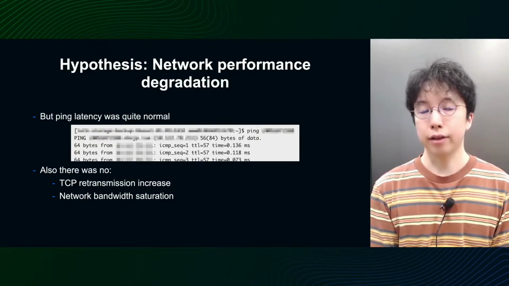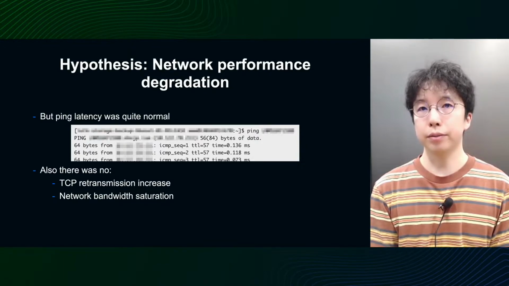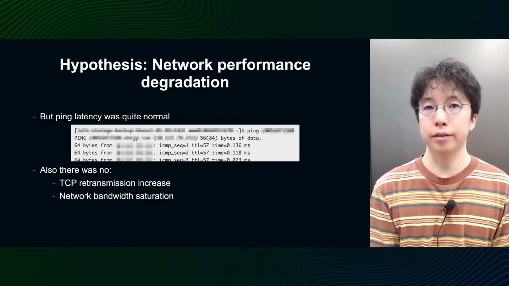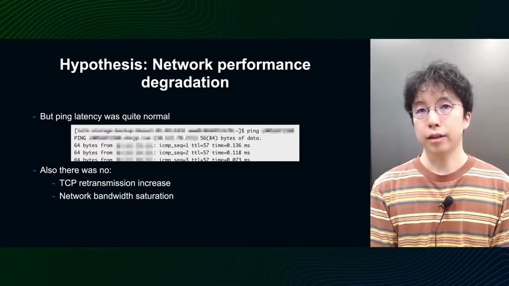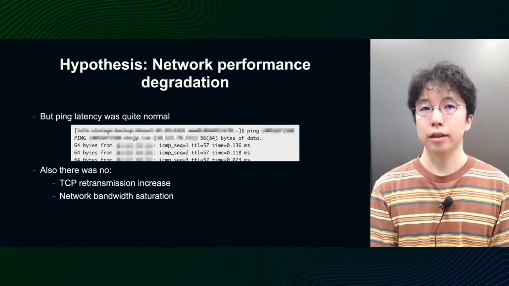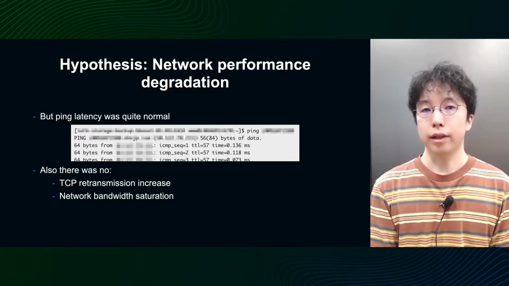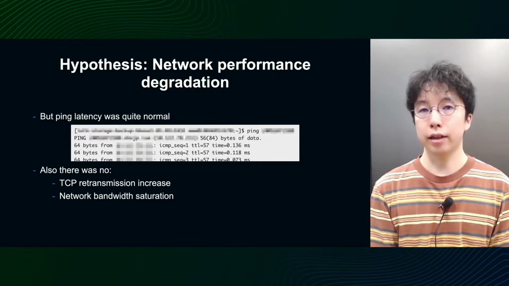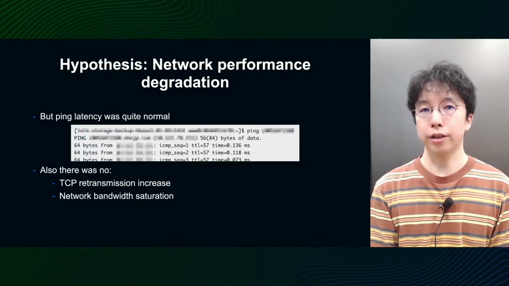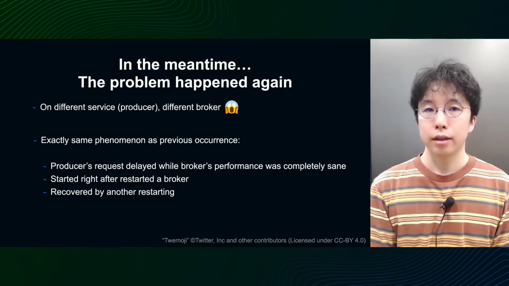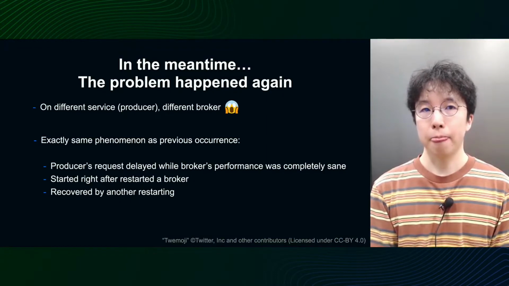And we made another assumption for why the request sending delay occurred. Network performance was degraded on the producer and broker route. We made that assumption, so we measured the latency by ping, but it was quite normal. No increase of TCP retransmission, no saturation of the bandwidth, no phenomena that could cause network level delay. So we were struggling in our investigation.